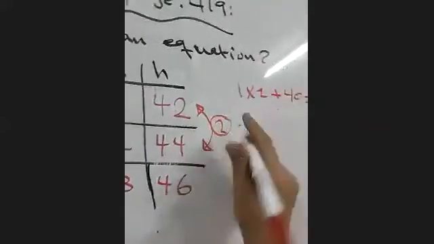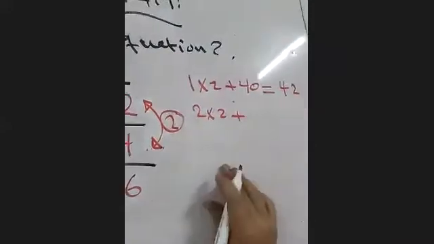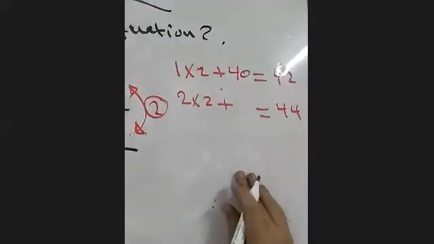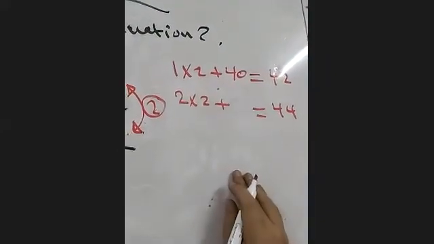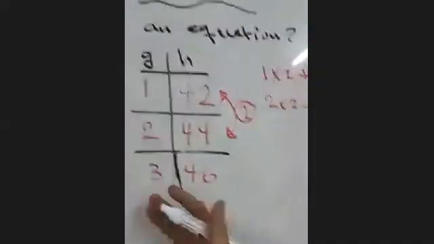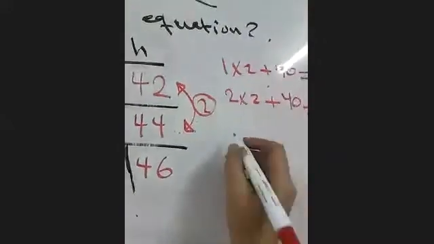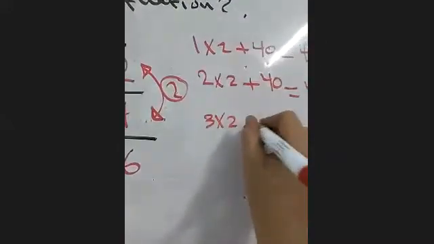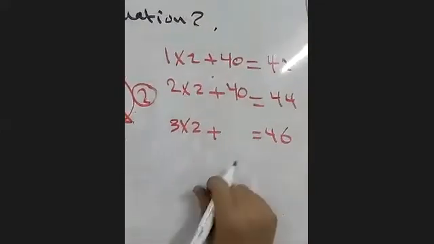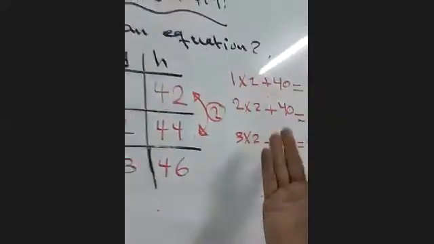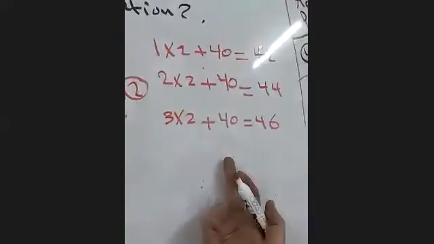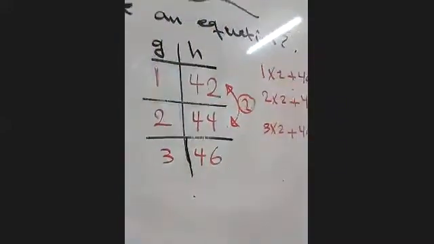Let's apply it for the 2. 2 multiply 2, how much? 4. Plus what to be 44? Plus 40 also. Let's do it for the 3. 3 multiply 2, how much? 6. Plus what to be 46? 40. So what we do here, we multiply the values of G by 2 and add 40 to get the values of H, right? Yes.